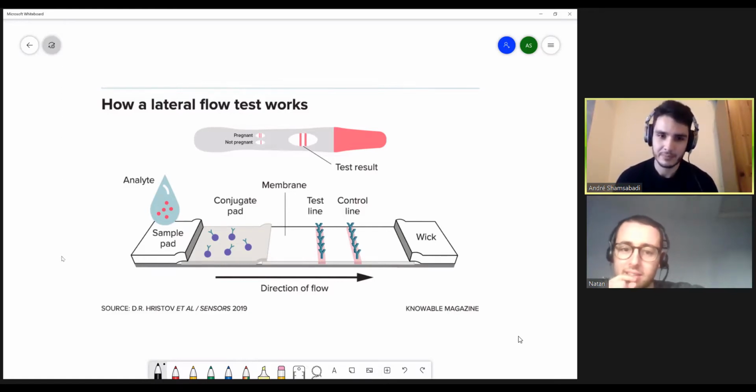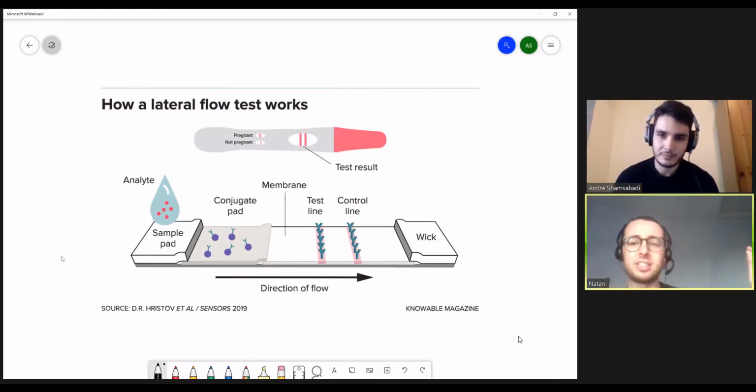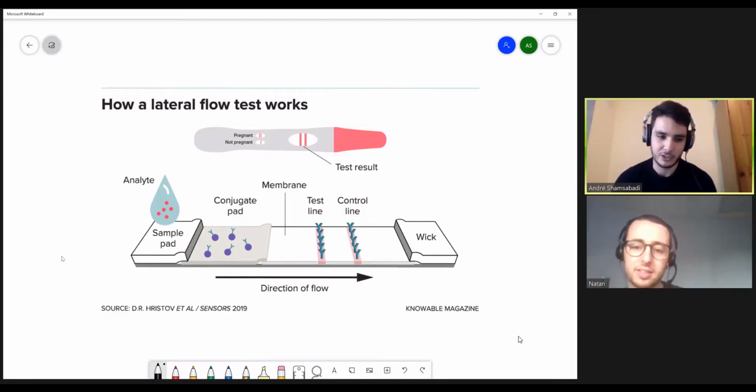So it's basically attaching to something, and then if you have COVID, it's getting caught in a net, and if you don't have COVID, then it's just going through the net. Either way, it goes to the control line. The control line just is like, okay, this is from a human, so we can say it's worked. Then it goes through to the wick. Exactly. Yeah, the control line says that you did in fact have flow, so that you can guarantee that your probes have been released from the conjugate pad.